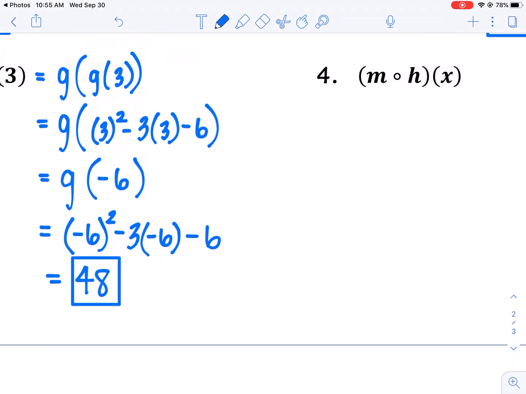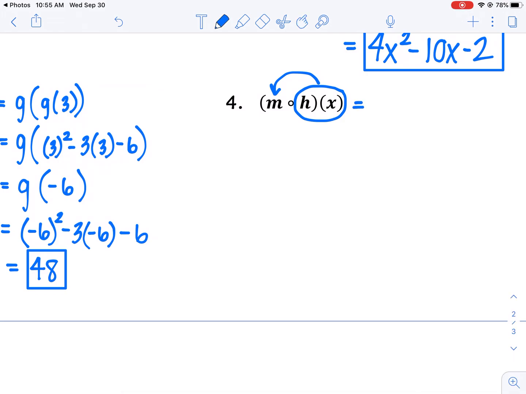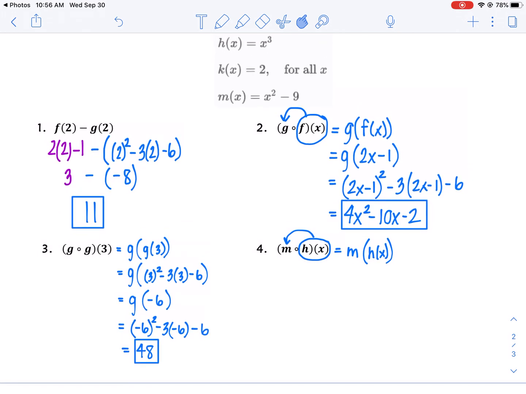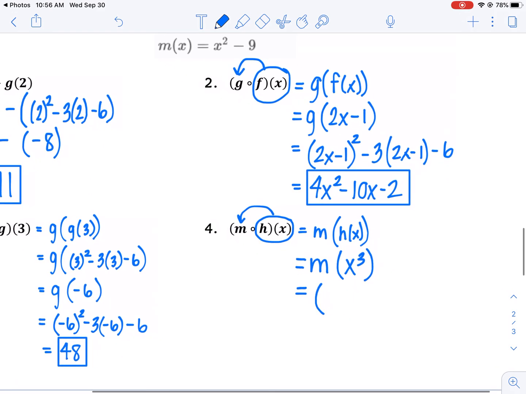Another composite. Take the h function, plug it into the m function. So it's m of h of x. What is h of x? It's x cubed. That means really you're plugging an x cubed into m. The m function is x squared minus 9. So now it's x cubed squared minus 9.